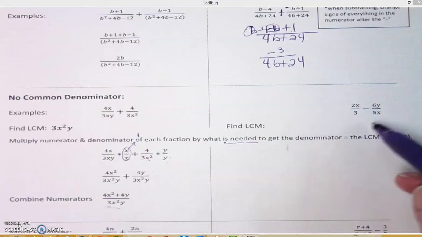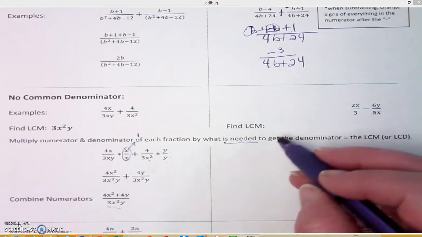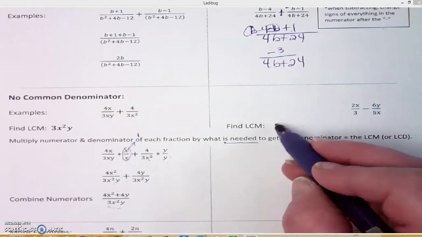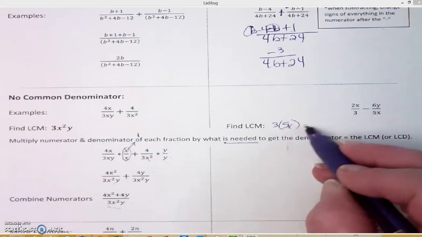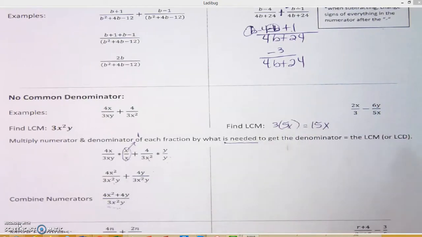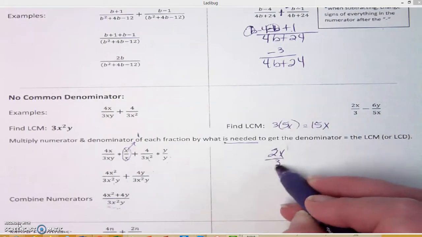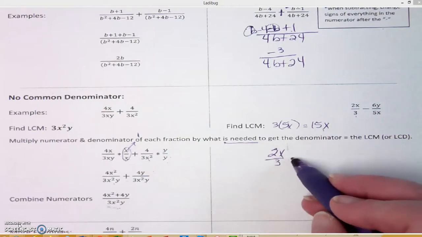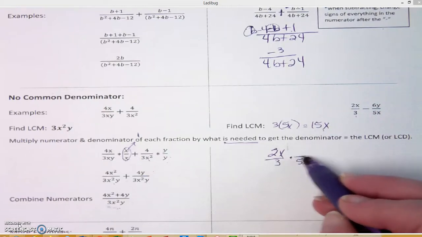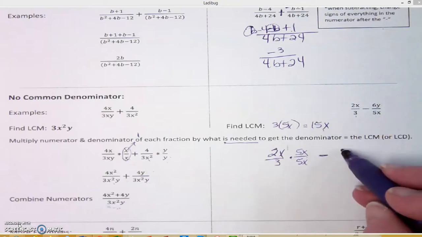So now I have a subtraction expression. 2x over 3 minus 6y over 5x. My least common multiple, this time I'm just going to have to multiply 3 times 5x, because there's nothing in common between these two. And so I'm going to get 15x. So let's take my first fraction, 2x over 3. What do I need to multiply 3 by to get to 15x? That is going to be 5x. 5x over 5x. Now, let's do my second fraction, 6y.